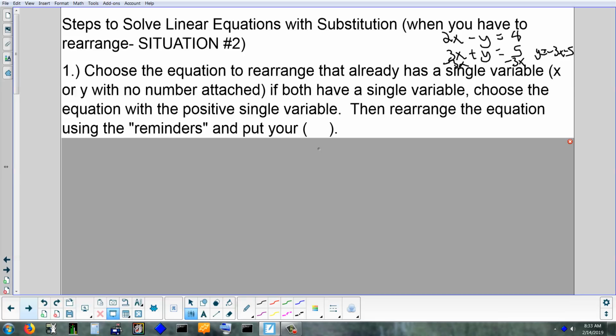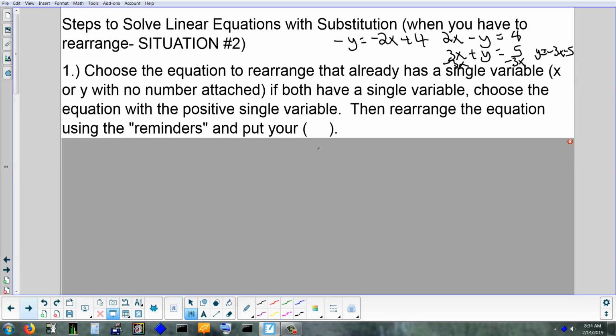If I decided to do the top one, when I rearrange the stuff, I get negative y equals negative 2x plus 4. Y is not by itself. It still has a negative 1 attached. So I have to divide everything by negative 1. That's why I'm saying, if they both have a single variable, move the one that has the positive single variable, because then you can avoid having to divide by negative 1 at the end.